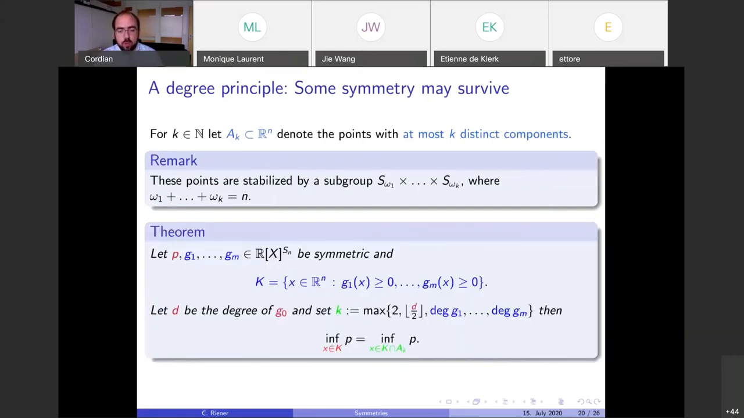So now the theorem that I wanted to show you says the following. Suppose you have a symmetric optimization problem given by symmetric polynomials P and g_1 to g_m, where we now have restrictions on the degrees. So D should be the degree of P, and I look at the maximum of the degrees of the inequalities that define K and half of the degree of my polynomial P. Then the statement says that my original optimization problem, taking the infimum over all x in K, is equivalent to only taking the infimum of P over K intersected with the set A_k. So in some sense, I only have to look at this smaller dimensional problem.